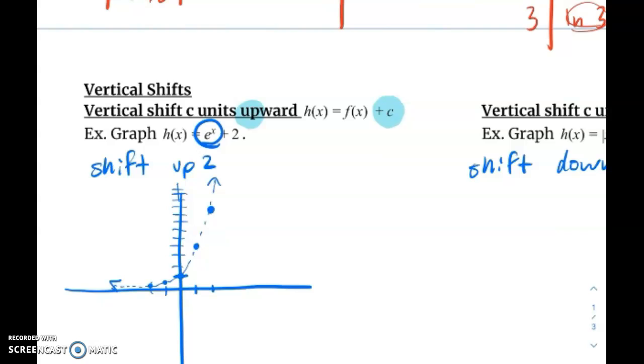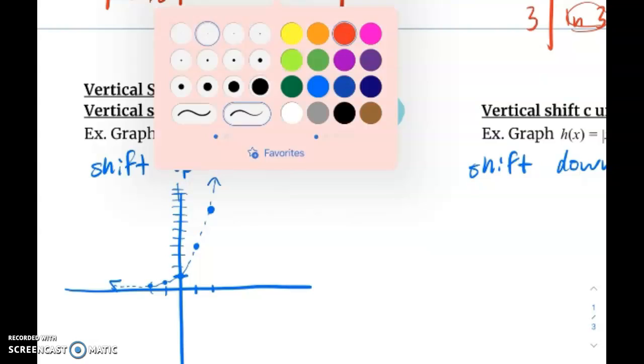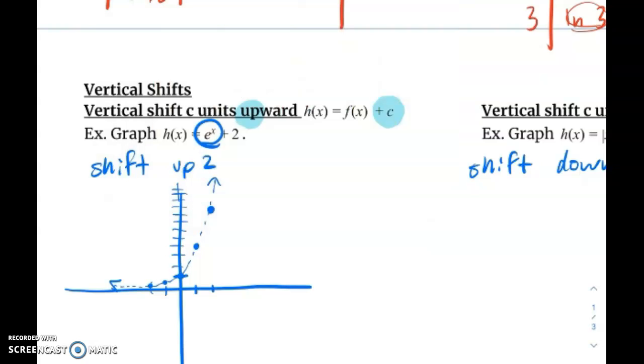Now that's my parent graph, but we're going to shift each point up 2 units. So instead of 9, it'll be at 11. Instead of at 3, it'll be at 5. Instead of 1, it'll be at 3. Instead of 1/3, well, if you add 2 to that, it'd be 2 1/3. Instead of 1/9, it'll be 2 1/9. And then I'm going to sketch the curve there.